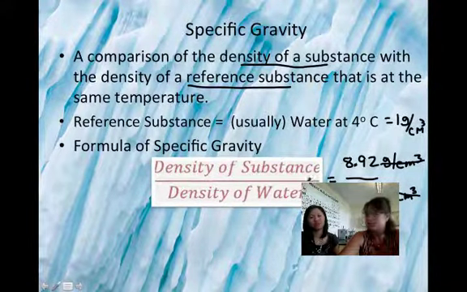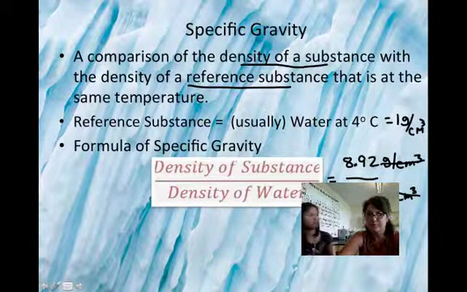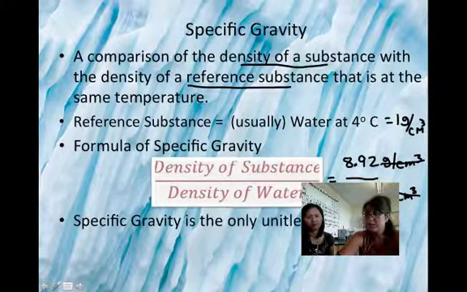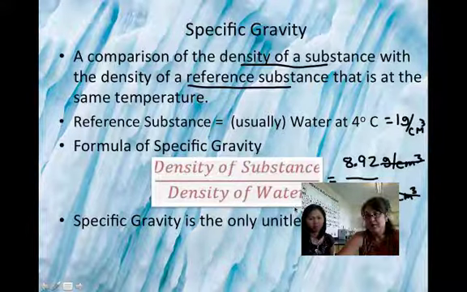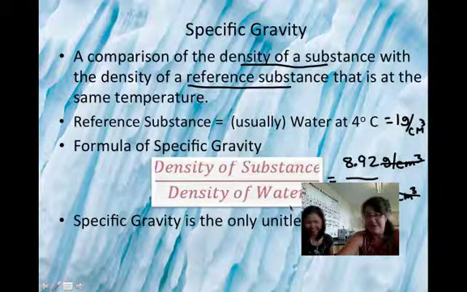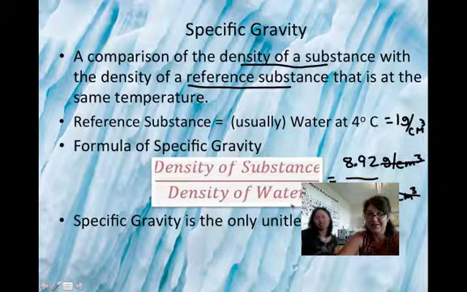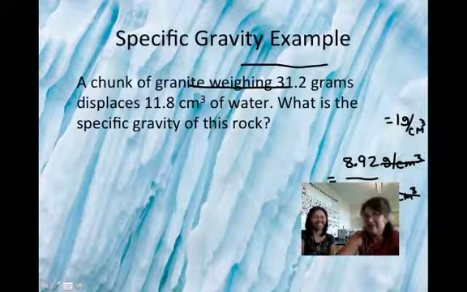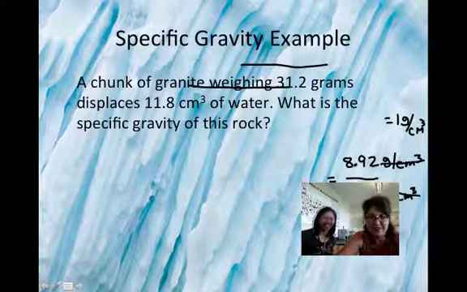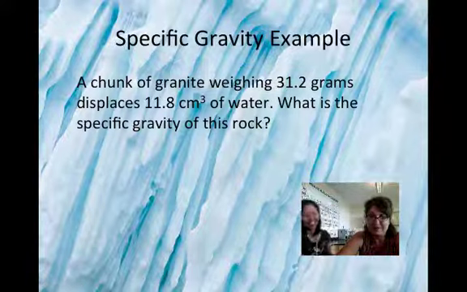So specific gravity does not have units. That's right. It's the only unitless quantity that we're going to use. And this is the easiest calculation we're going to ever ask you to do: divide something by 1. And don't use your calculator, except for finding the density of something first. You might need that.